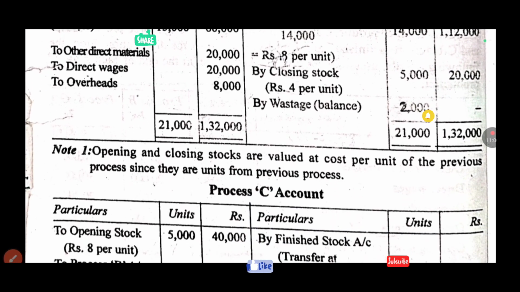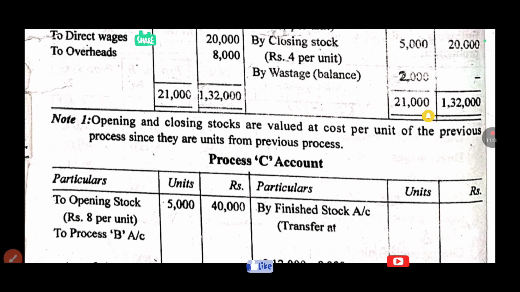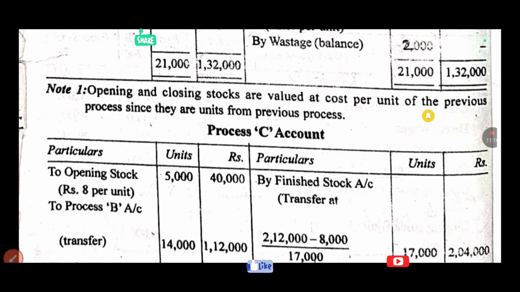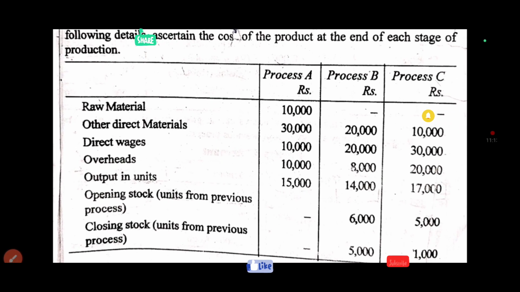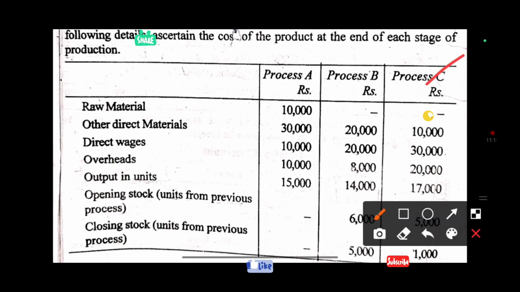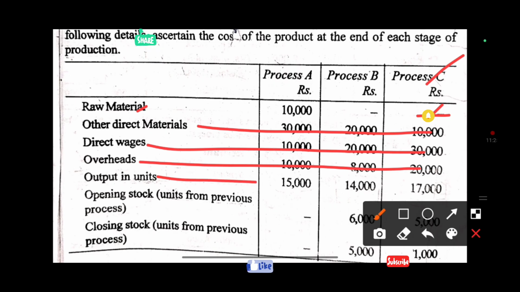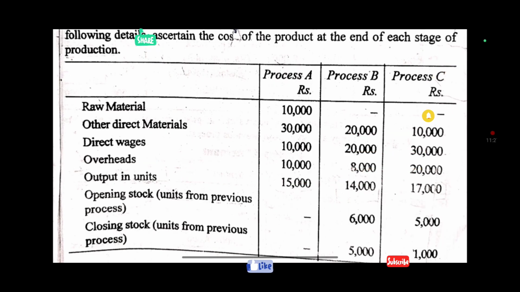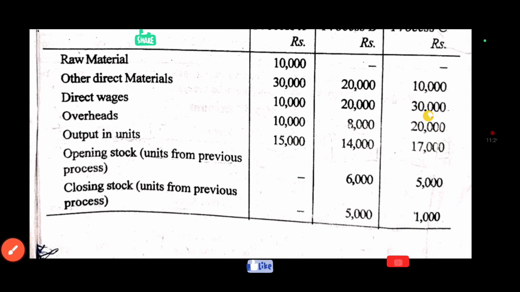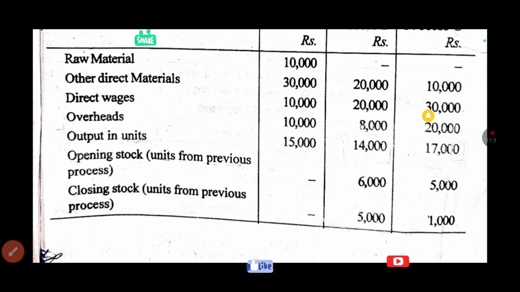Let's start the process C account. Write the heading, you know very well, process C account. Let's see the question. What are the items they have given in the process C account? Raw material value is not given, but other direct material, direct wages, overhead, output units 17,000, opening stock 5,000, and closing stock 1,000 units.